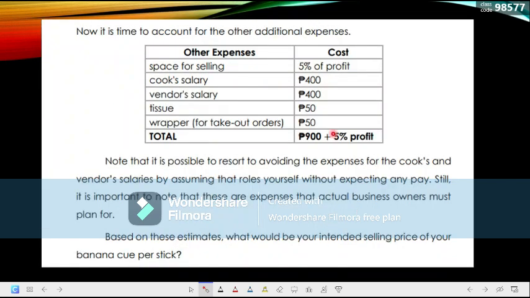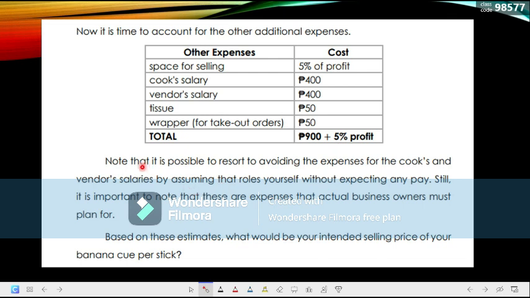Okay, let's proceed. Now, it's time to account for the other additional expenses. So, the other expenses would be the space for selling. Let's say that's 5% of the profit. The cook's salary is 400 pesos, the vendor's salary is 400 pesos, the tissue is 50 pesos, and the wrapper for takeout orders is 50 pesos. A total of 900 pesos plus the 5% profit. We cannot estimate this one because we don't know our profit yet. We will just get the 5% of that.